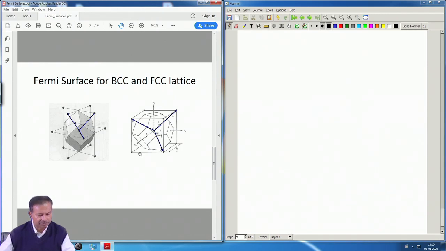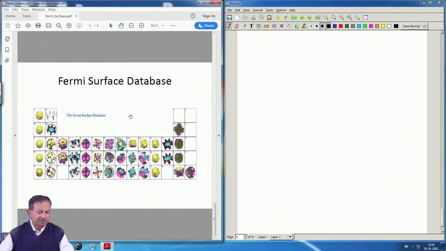So, these are other Fermi surfaces, BCC lattice, FCC lattice. These blue lines are the primitive vectors. There are databases, a database of Fermi surfaces for different elements in the periodic table. You can look it up if you like.